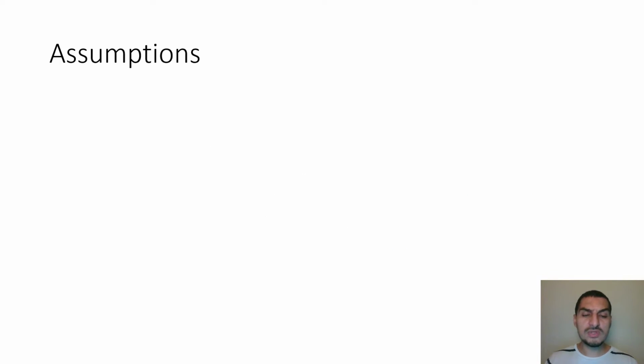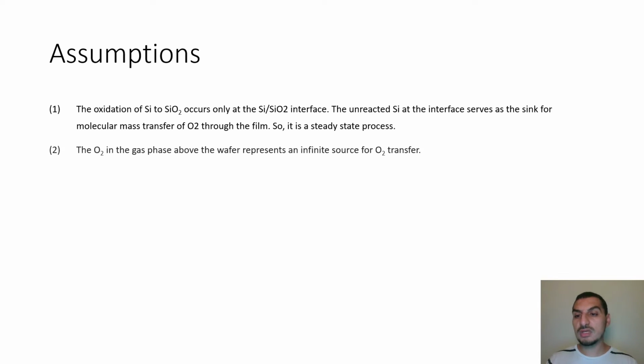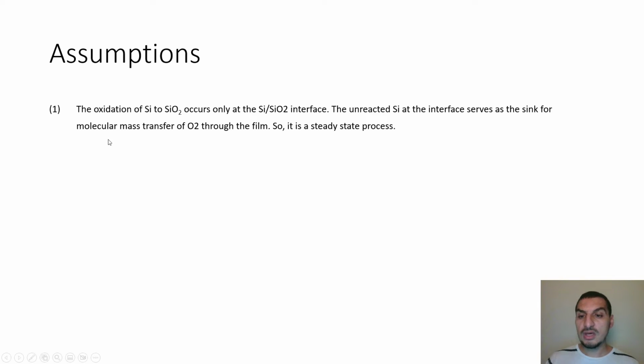And before we solve the problem, we have to list our assumptions. So the first assumption is that the oxidation takes place at the interface only, so we don't have any reaction during diffusion. This is the first thing. The second thing is that oxygen diffuses from the top layer of silicon oxide until it reaches the interface between silicon and silicon oxide, and it's consumed there.